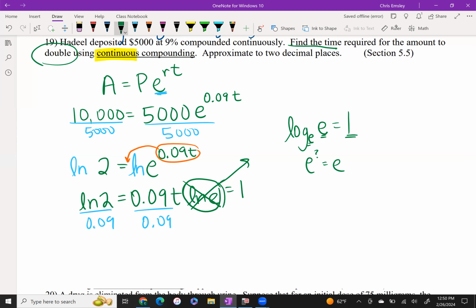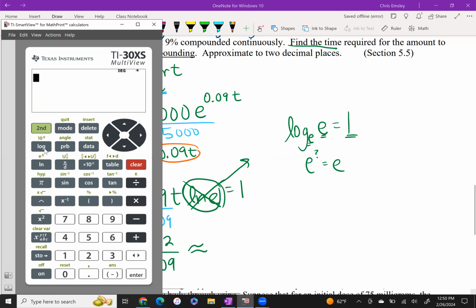So t, the time for our money to double, is going to be the natural log of 2 divided by 0.09. It does ask us to round to 2 decimal places, so we'll put that in the calculator. Natural log of 2 divided by 0.09 is, we will double our money in, and it says 2 decimal places, 7.70 years.